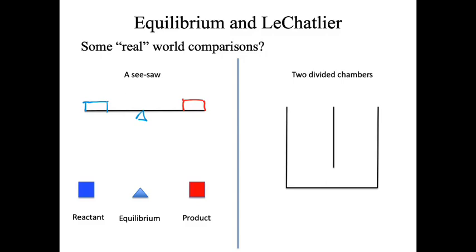I could change the products. Instead of adding reactants, let's add products. What happens when I add more products? Am I in balance? No, so what happens? We're going to take some of that product away. We're going to reverse the reaction to make more reactants.